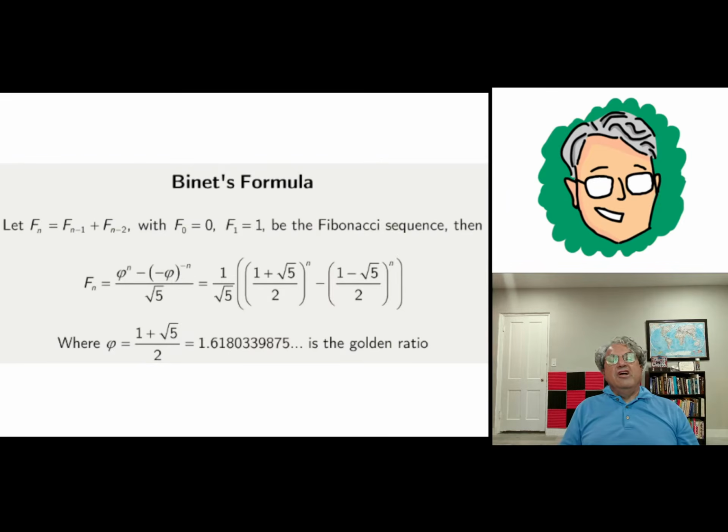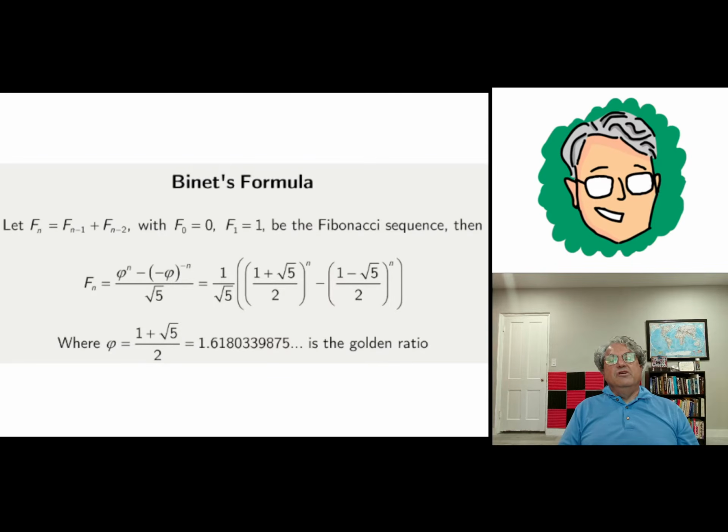And if you want to write it out in terms of radicals, it's just 1 over square root of 5 times the quantity (1 plus square root of 5) over 2, to the nth power. That's just phi. And then minus the quantity (1 minus square root of 5) over 2, to the nth power, and that thing is minus 1 over phi.